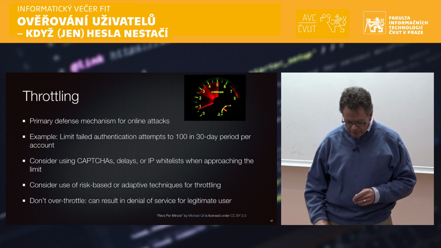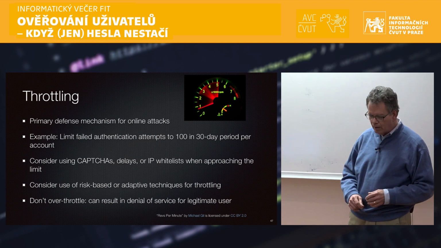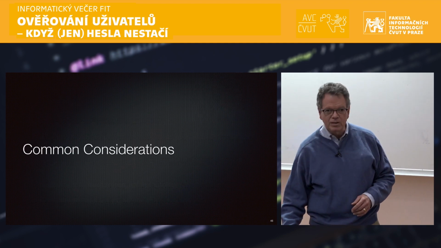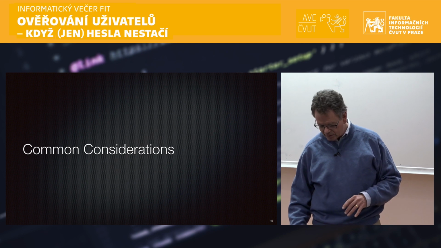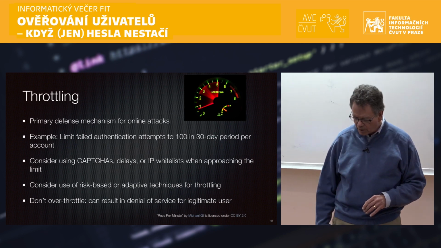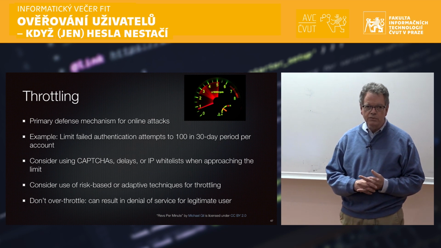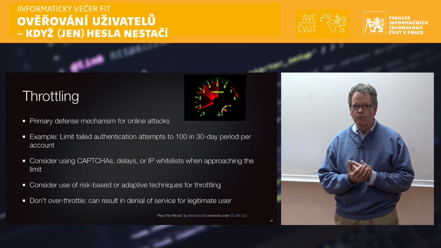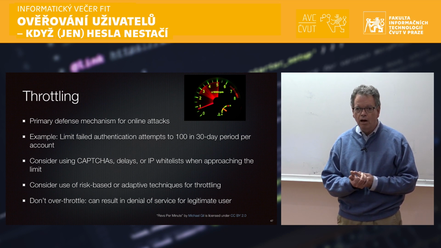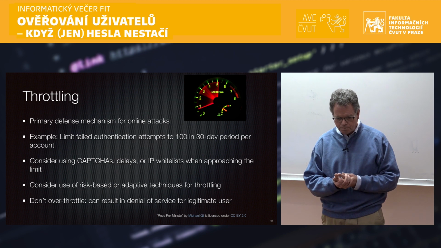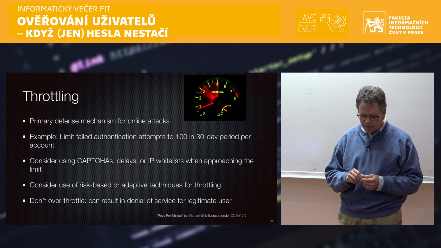Now, across all of these different authenticators, there's a whole lot of what I'll call common considerations, a lot of things that apply to different classes of authenticators that I wanted to talk briefly about. One of those is throttling. We talked earlier about limiting the number of guesses in order to try and foil online attacks. And so throttling is the primary defense mechanism.